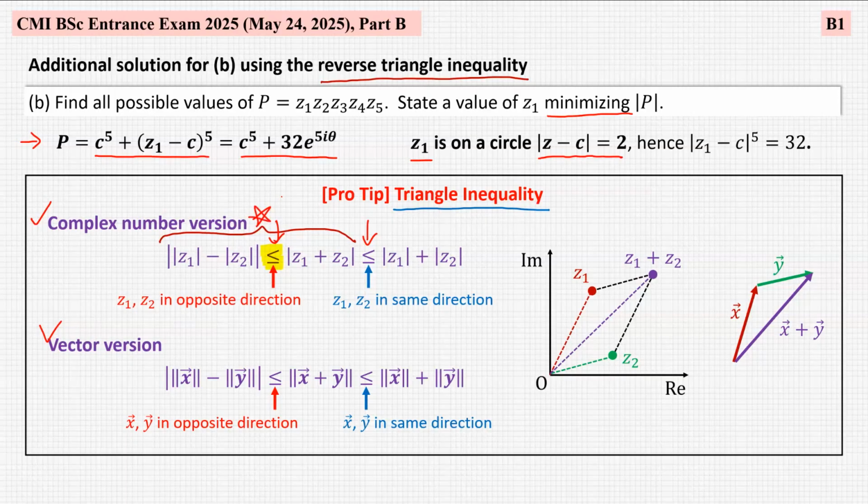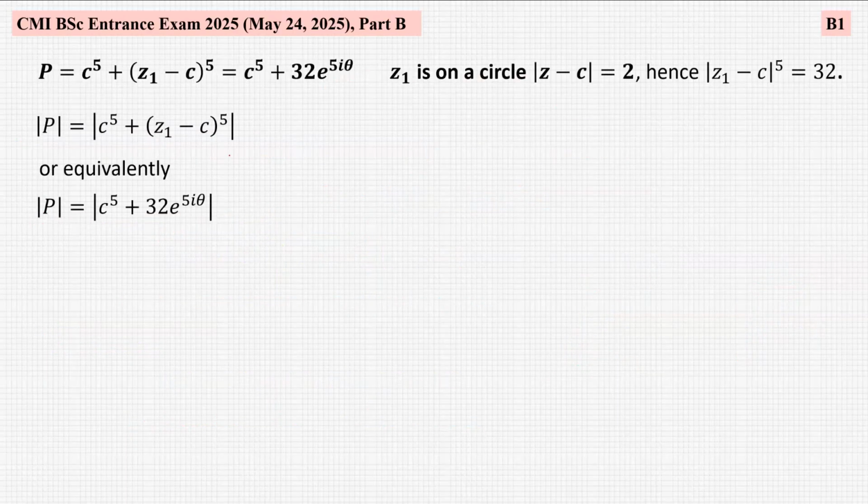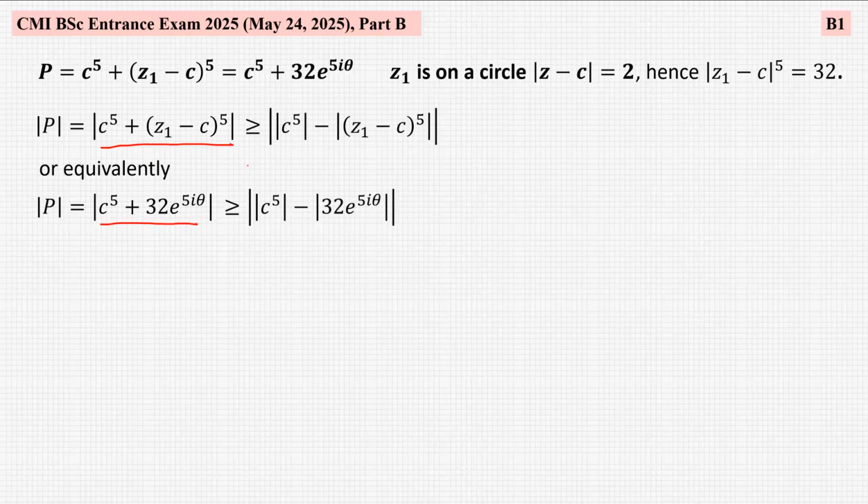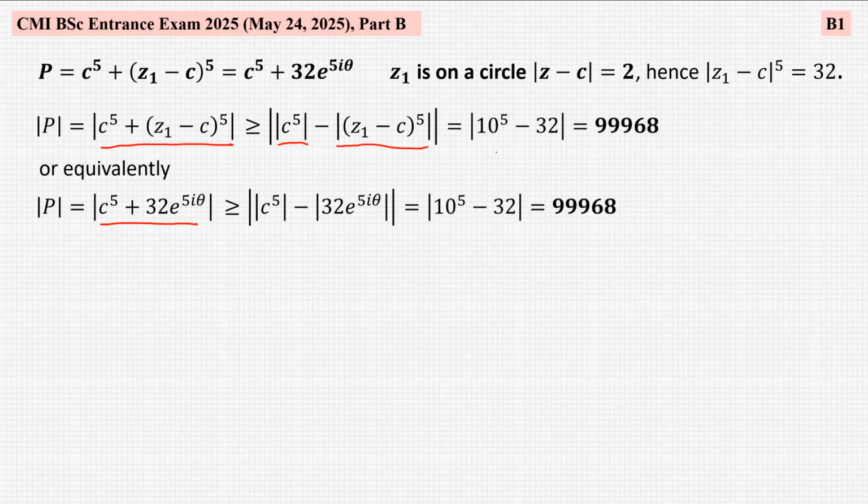So with this inequality in mind, the absolute value of p, which is the absolute value of this expression, is greater than or equal to absolute value of c to the 5th power minus absolute value of z1 minus c to the 5th power. Hence, it is difference between 10 to the 5th power and 32, which is 99,968.